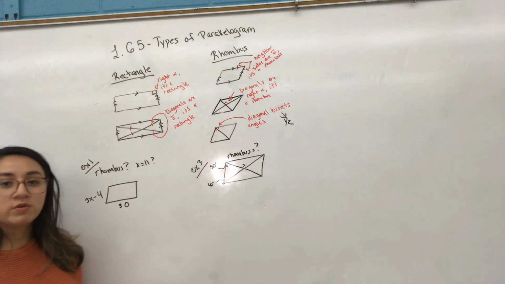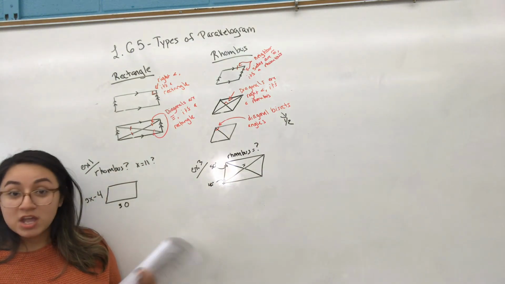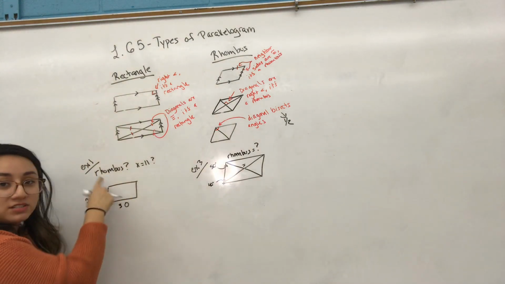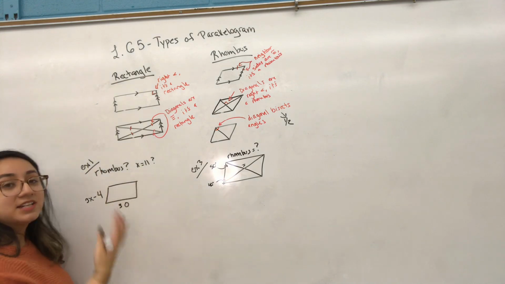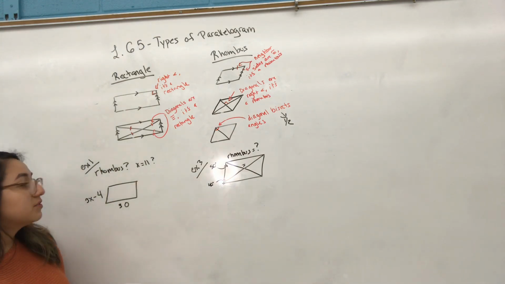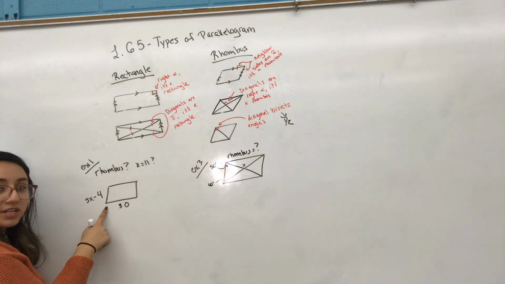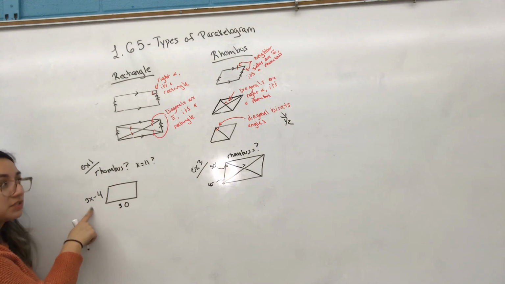Here it's like yes or no questions. They're asking you, is it a rhombus or not? So what you do, you check if it's a rhombus or not. Here they're saying rhombus, question mark. I just made it easier for you. X equals 11. So they're saying, is it a rhombus if x equals 11? We know one side is 30. The other side is 3x plus 4.